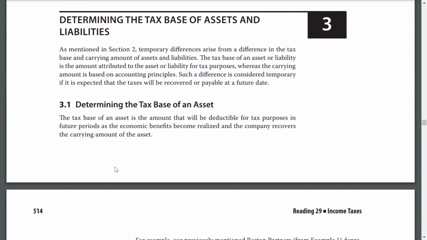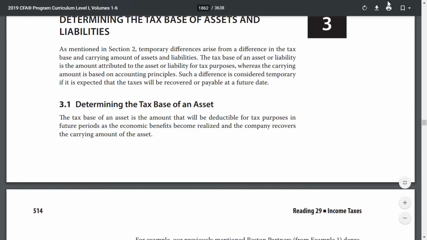Determining the tax base of assets and liabilities. As mentioned in Section 2, temporary differences arise from the differences in tax base and carrying amount of assets and liabilities. The tax base of an asset or liability is the amount attributed to the asset or liability for tax purposes, whereas carrying amount is the base of accounting principles. Differences are considered temporary if it is expected that the tax will be recovered or payable at a future date.